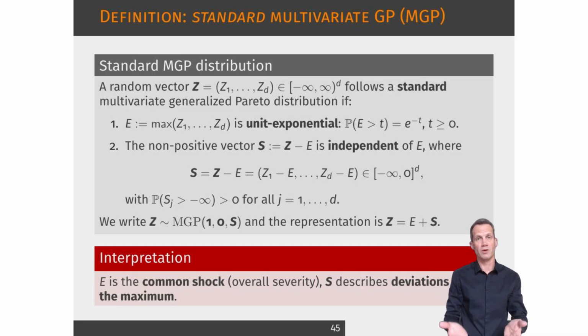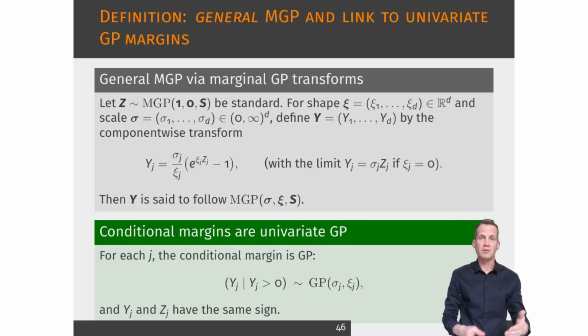maximum. In other words, the common shock sets the level of extremeness, while the deviation vector describes the multivariate shape of the event. This representation is important because it separates severity from dependence, and it gives a constructive way to interpret multivariate threshold extremes.